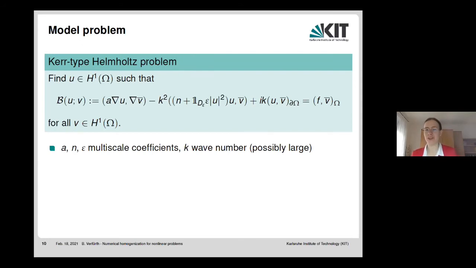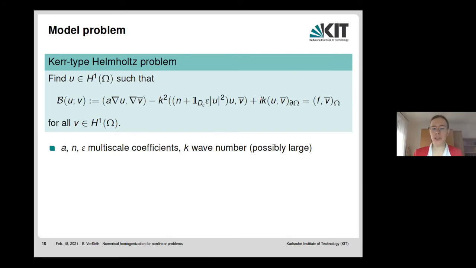I know in this multiscale community, when you see epsilon, you always think of something small. This is not the case here. And this nonlinearity is acting on a compact subset of the whole computational domain. This is just to ensure that you don't get into trouble with your boundary condition. As boundary condition in the Helmholtz problem, we have the simplest first order absorbing boundary condition, the Robin type boundary condition. This is why we have a boundary contribution here with imaginary number I and wave number K. And we have again a right-hand side F in L2.